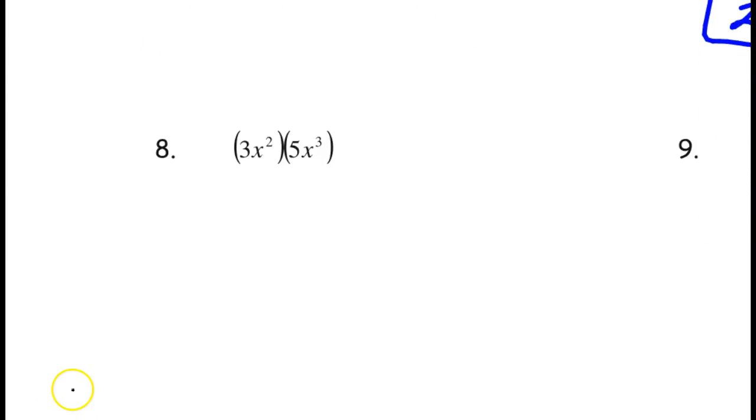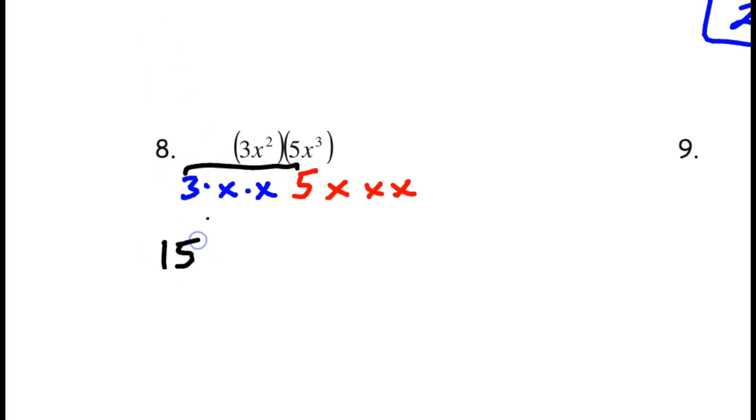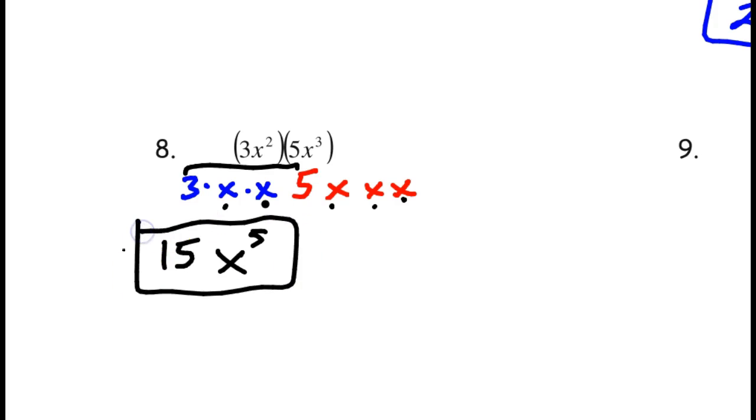Okay, let's go down to number 8. All right. So just remember that you can always write these out long ways and say, well, 3x squared is 3 times x times x, and 5x to the third is 5 times x times x times x. Well, I know what 3 times 5 is, that's 15, and I see 1, 2, 3, 4, 5 x's, so that's x to the 5th, and nothing more to it. Okay. Very straightforward. So writing everything out does work, and it's a good way to check your answer if you have extra time.